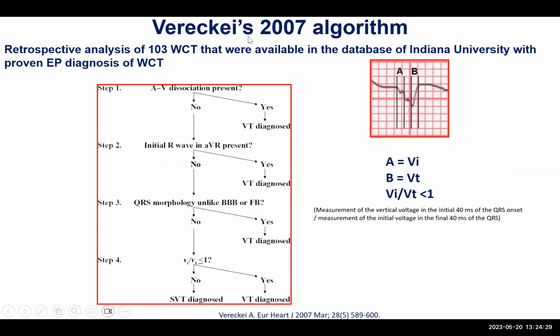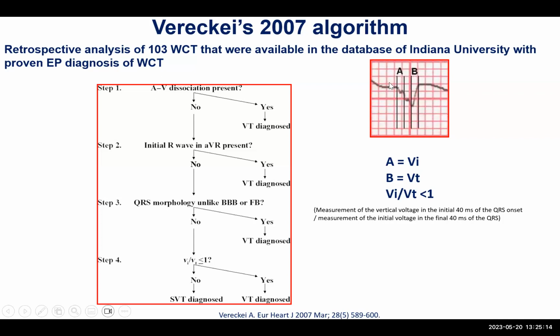The aVR criteria, published in 2007, initially looked at whether AV dissociation is there; if so, this is a VTAC. Then the initial R wave in aVR: if it is there, because normally we don't have a positive initial aVR. aVR is always negative. If it is positive, this favors VTAC. Then we look to the criteria for the bundle branch block and fascicular block. If the QRS complex is unlike bundle branch block or fascicular block, this is a VTAC. If not, we still don't know the diagnosis, then we go for the measurement of the vertical voltage in the initial 40 milliseconds of the QRS complex compared to the voltage in the terminal 40 milliseconds.